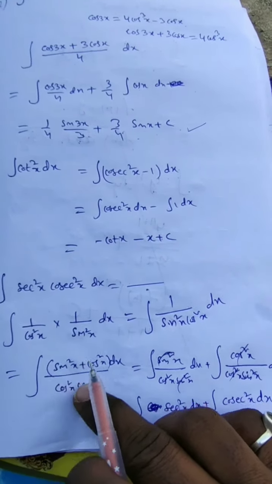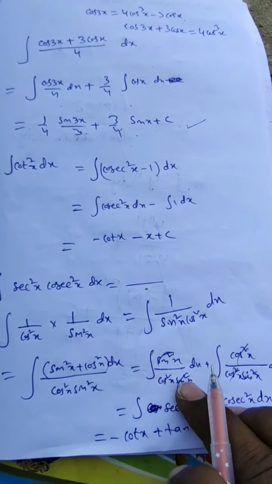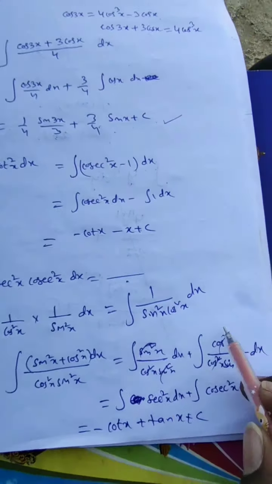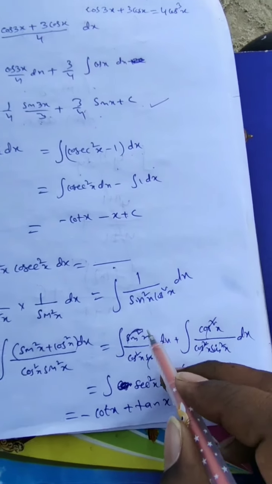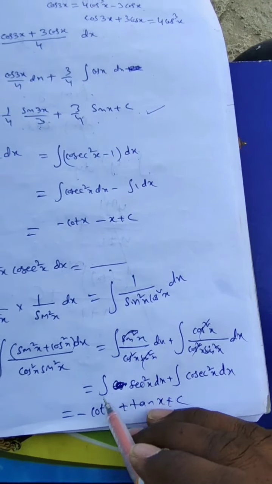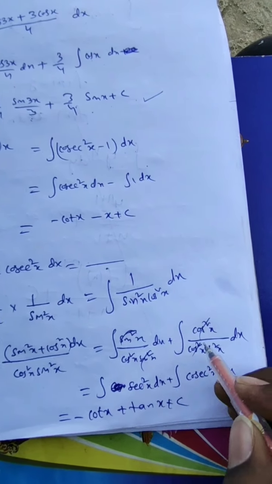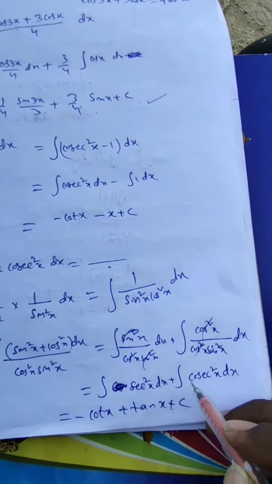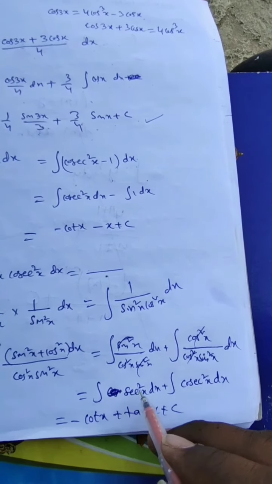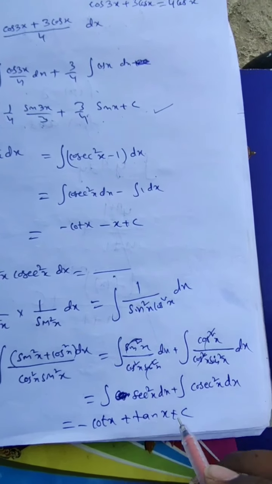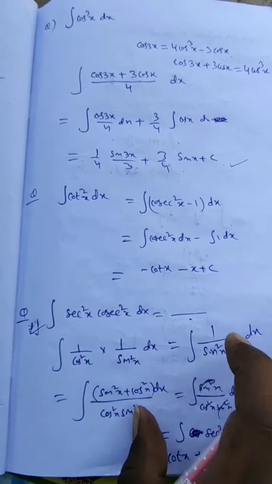Now separate this one: sin square x upon cos square x sin square x dx, plus cos square x upon cos square x sin square x. So sin square x, sin square x cancel. Integration of 1 by cos square x is sec square x dx, and cos square x cancel. 1 by sin square x is cosec square x dx. So integration of sec square x dx is tan x. Integration of cosec square x is minus cot x plus c. This is the answer, and this is important one.